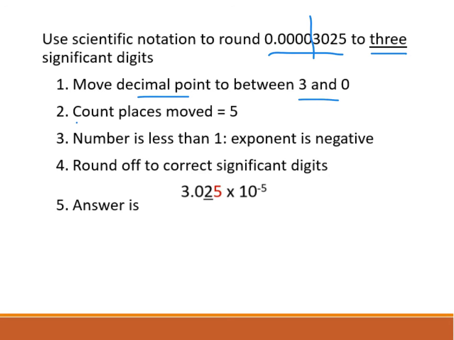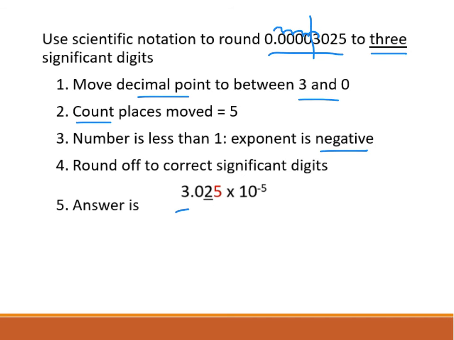The next step is to count the places that the decimal point would have to move. So it's starting in front of all those zeros, and we're going to move in 1, 2, 3, 4, 5 spaces. So we've moved our decimal point from in front of the number, since this is a very small number. The number is less than 1, so we're looking at a negative exponent. And then the last step is to round off to the correct number of significant digits.